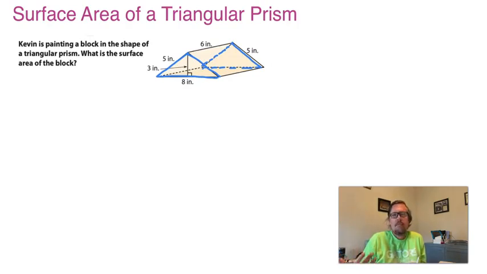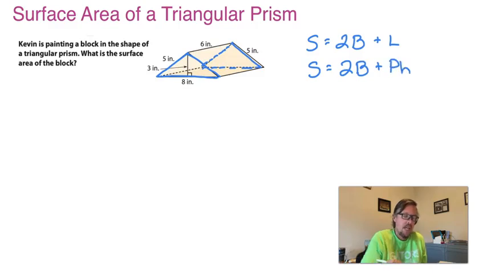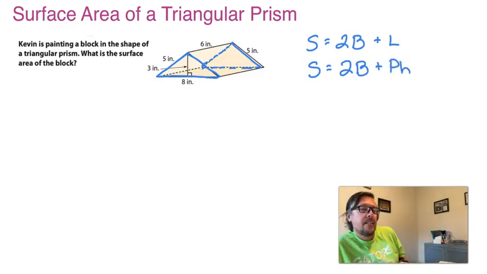Why is that a big deal? Because part of our surface area formula involves knowing what the bases are. It's double the base plus the lateral surface area. And the lateral surface area formula is the perimeter of the base times the height. So we need to know the area of the base, the perimeter of the base, and the height.